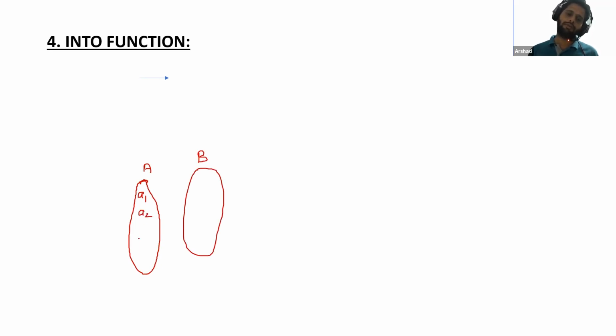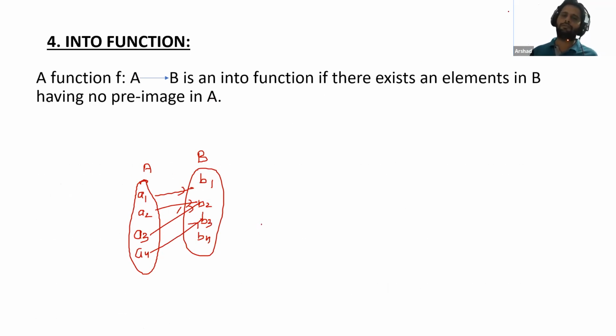Here you have A1, A2, A3 and A4, and in B, you have B1, B2, B3 and B4. So this is A1, this is linked with B2, and suppose this is with B3. If we have any element which does not have its pre-image, then this becomes an into function. Okay, we will check the definition. A function from A to B is an into function if there exists an element in B having no pre-image in it. So there can be one or more elements in set B which do not have a pre-image. Or you can learn it this way: it is the opposite of onto function.